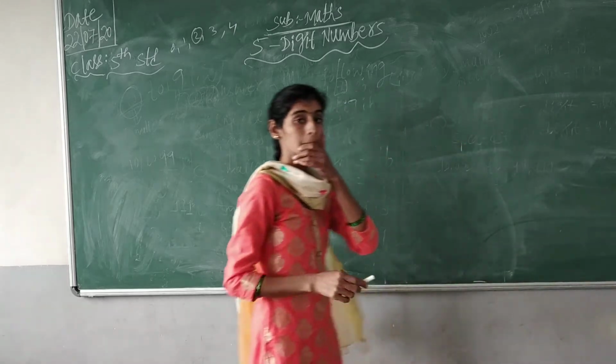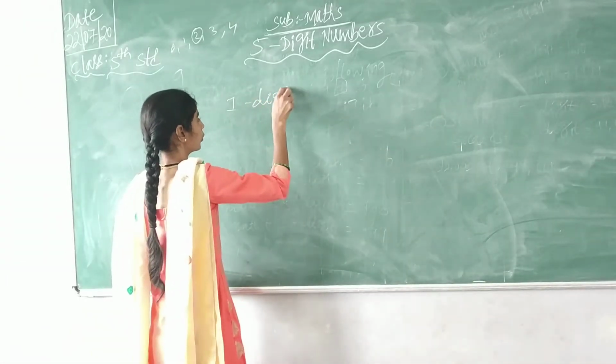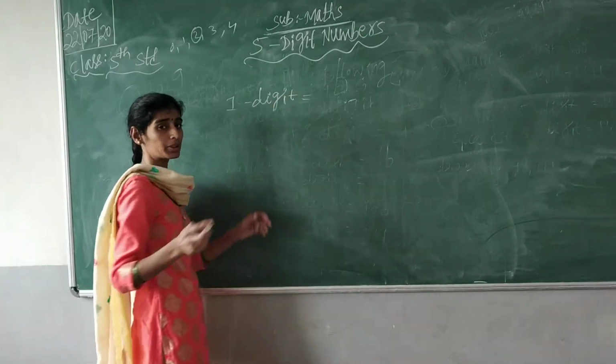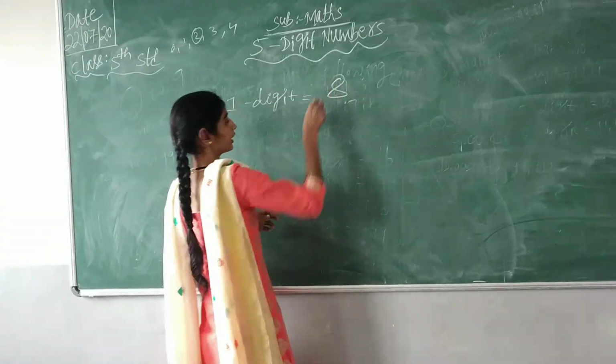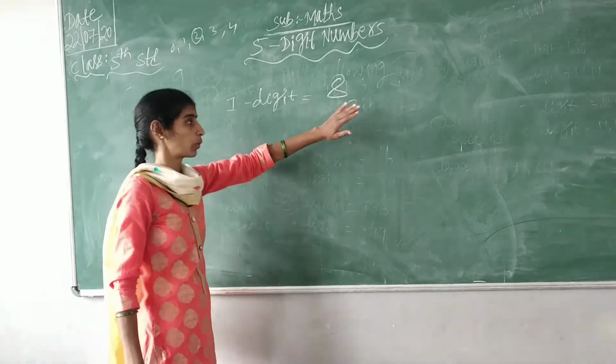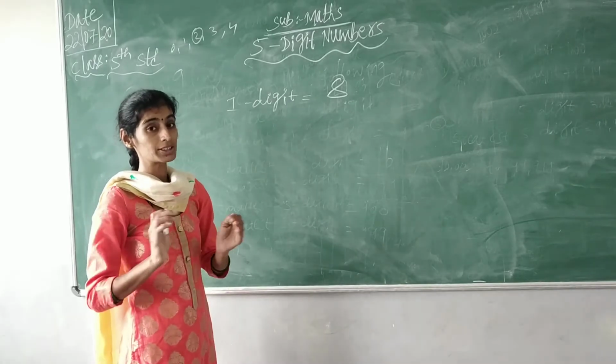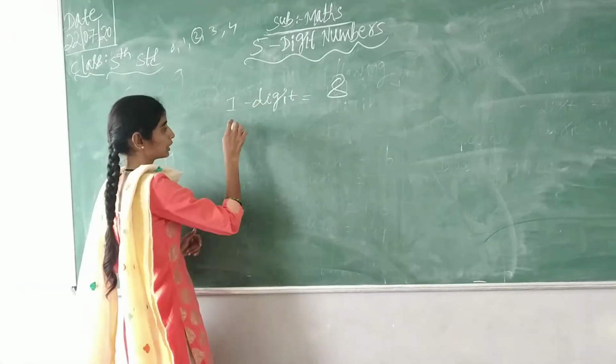So for a 1-digit number, you can take any number from 0 to 9. I will take it as 8. Is it necessary to place a comma, children? No. When we have a group of numbers, at that time we need to place the commas. How? I will show you.